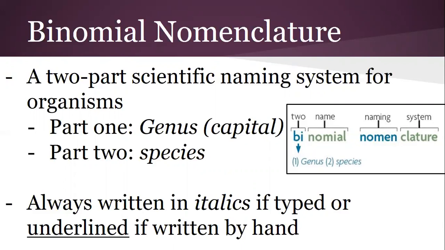This very specific naming system is called binomial nomenclature, and the actual scientific term for how we name animals tells you how we do the naming. Bi means two, like bicycle, so it is a two-name naming system, binomial nomenclature.